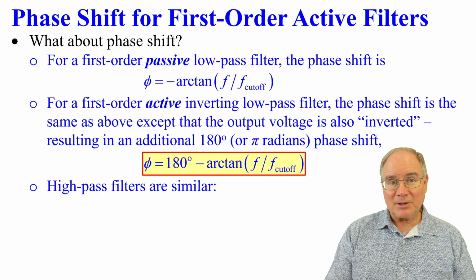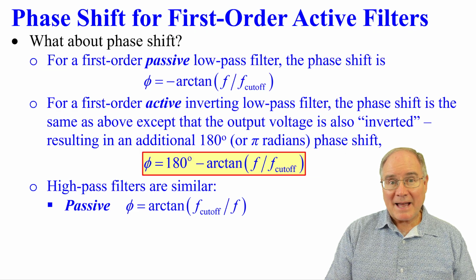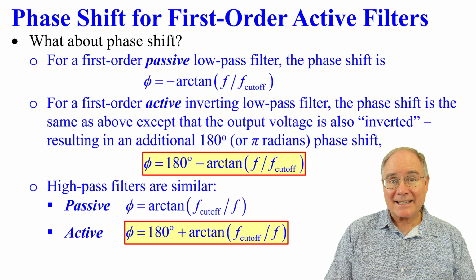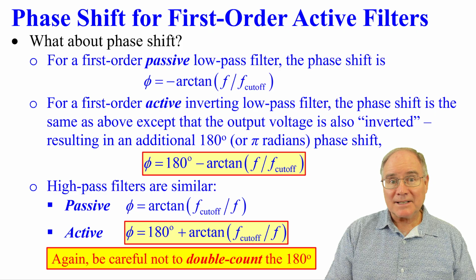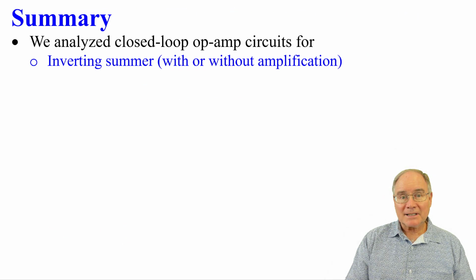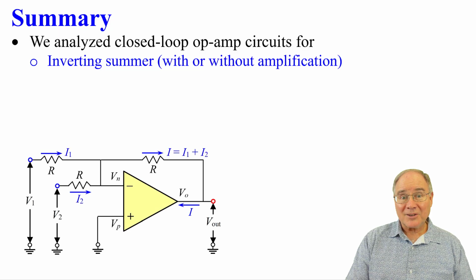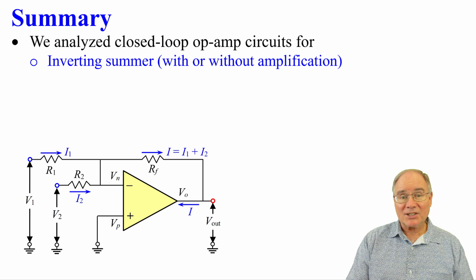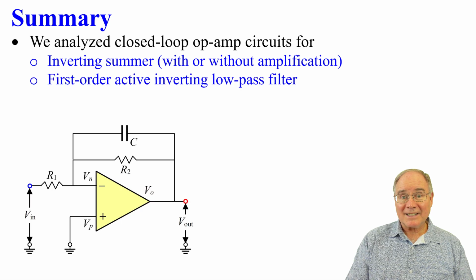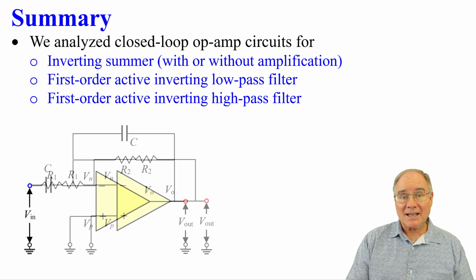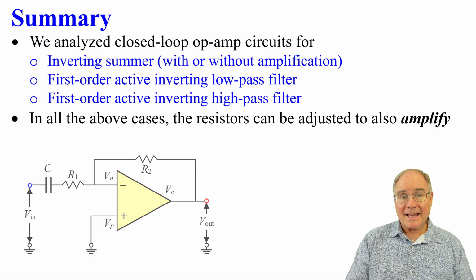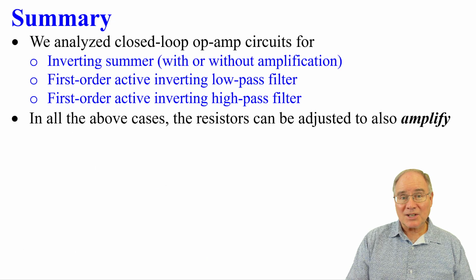High-pass filters are similar. Here's the phase shift for the passive case. And for the active case, we add 180 degrees. But again, be careful not to double count that 180 degrees. In summary, we analyzed closed-loop op-amp circuits for an inverting summer with or without amplification, a first-order active inverting low-pass filter, and high-pass filter. And in all these cases, we can also adjust the resistors to amplify as well.